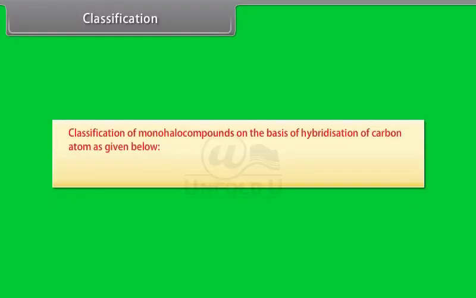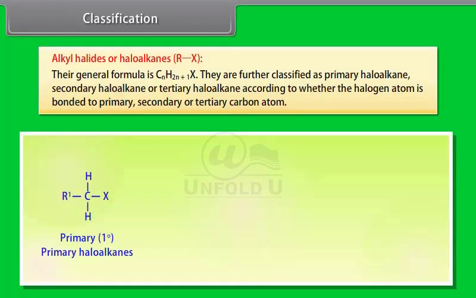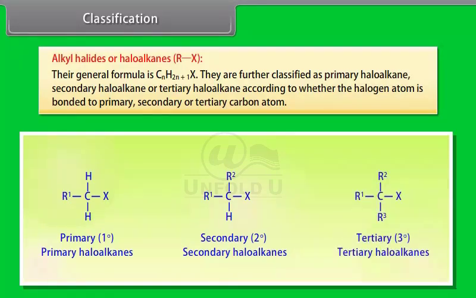Classification of monohalo compounds on the basis of hybridization of carbon atom as given below. Halogen compounds in which halogen is bonded to sp3 hybridized carbon. Alkyl halides or haloalkanes RX. Their general formula is CnH2n+1X. They are further classified as primary haloalkane, secondary haloalkane, or tertiary haloalkane according to whether the halogen atom is bonded to primary, secondary, or tertiary carbon atom.